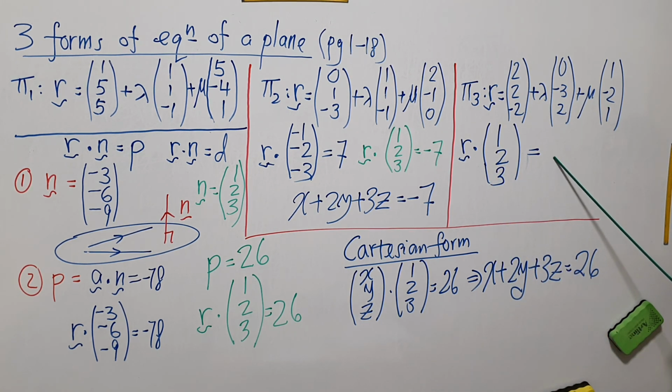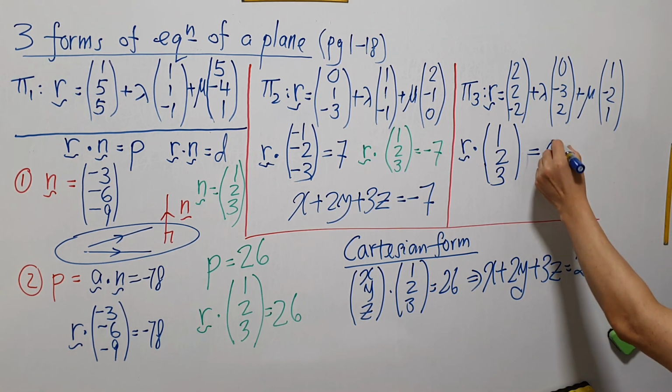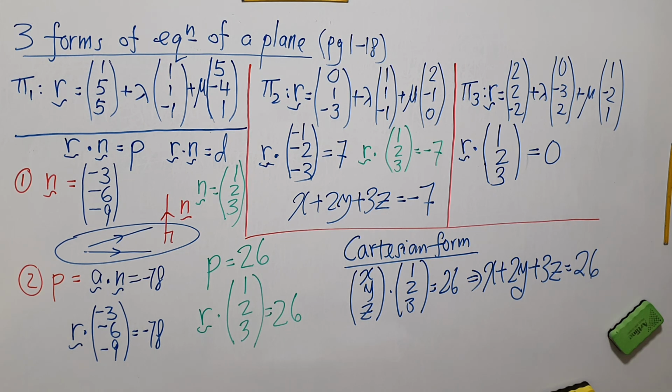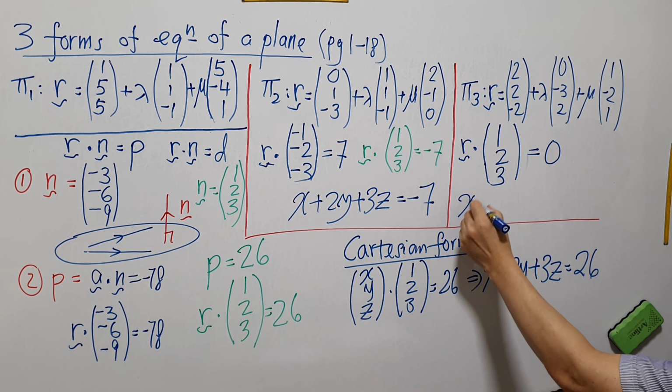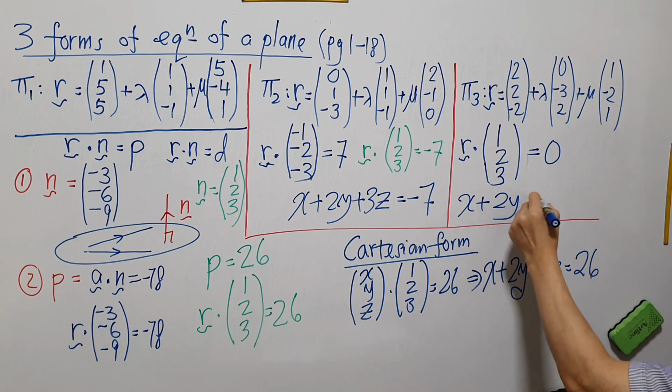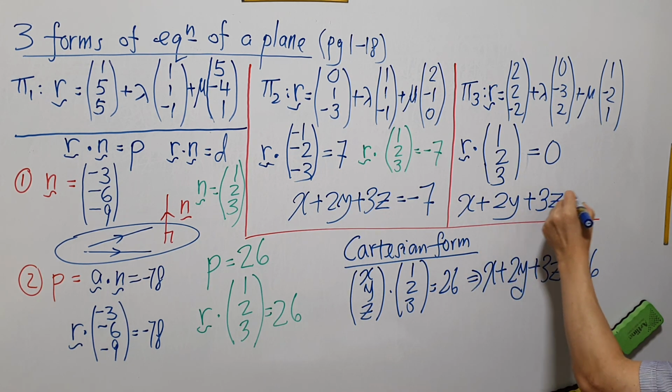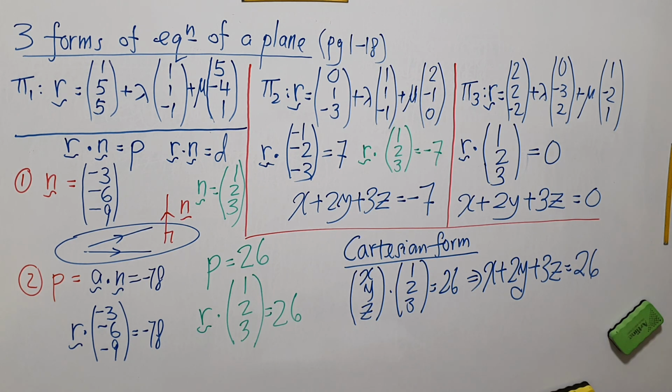And then find this number. You take this vector dot product with this. You have 2 plus 4, 6 minus 6 is 0. And likewise, to write down the equation in the Cartesian form is x plus 2y plus 3z equals 0. So now what we have done is we have managed to find the equation of the three planes pi 1, 2 and 3 in all the three forms.